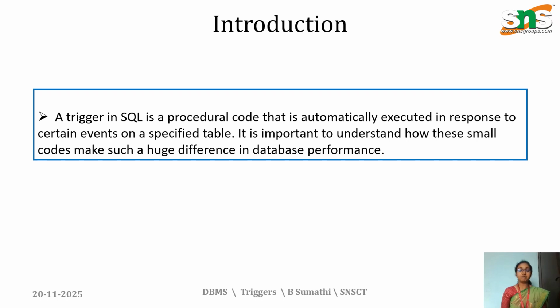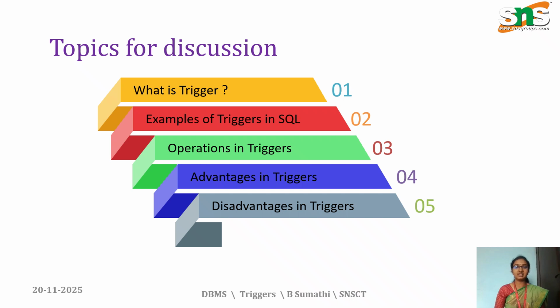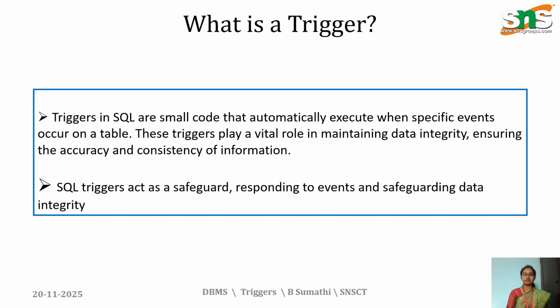It is important to understand how these small codes make such a huge difference in a database. A trigger is nothing but a small code that is executed automatically when some event occurs. So this is what we are going to discuss today: what is a trigger, examples of triggers in SQL, operations on triggers, and advantages and disadvantages of triggers.